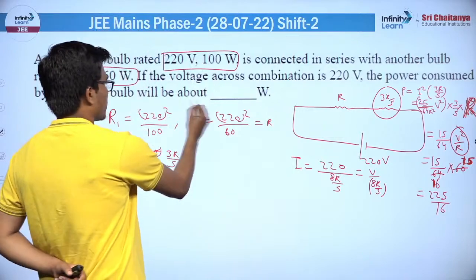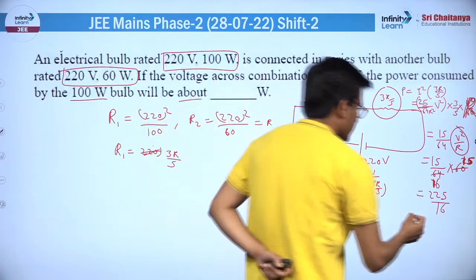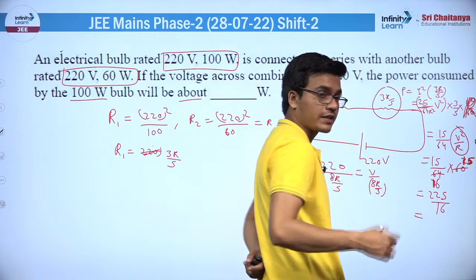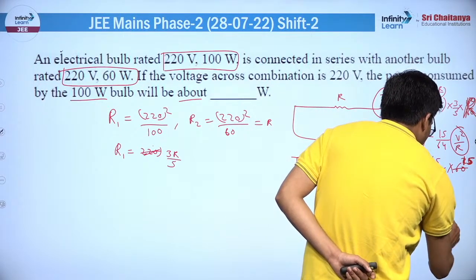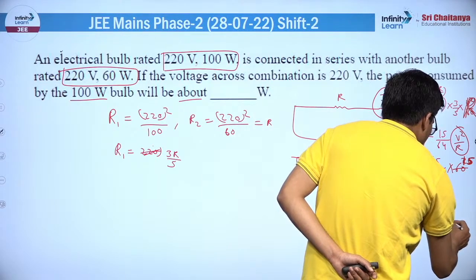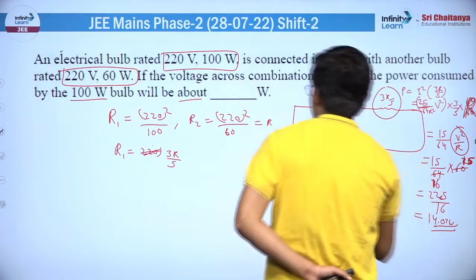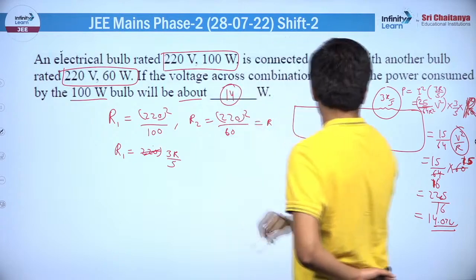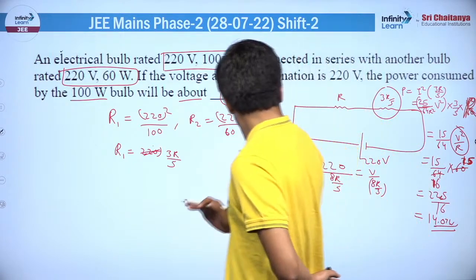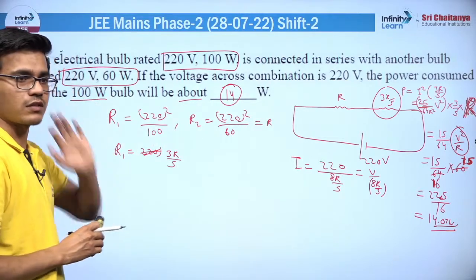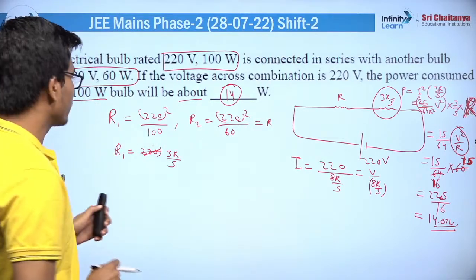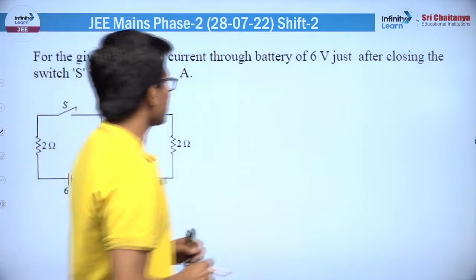Acha, they are asking about, means obviously the answer need not be exact. So what you can do is 14.07 volt something will be there. So it is about 14 volt. So 14 is my right answer. 14 is my right answer. Nothing to worry about. Moving to the next question.